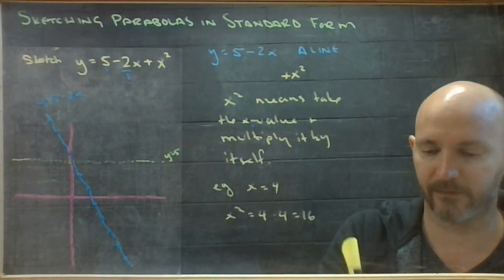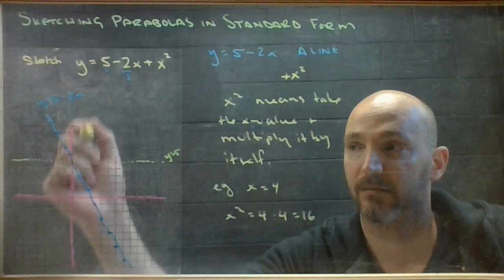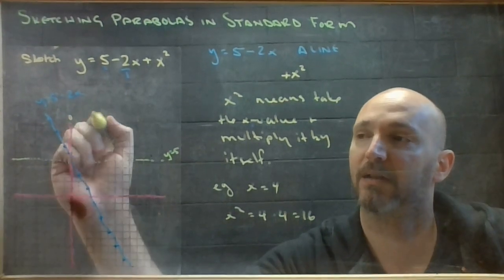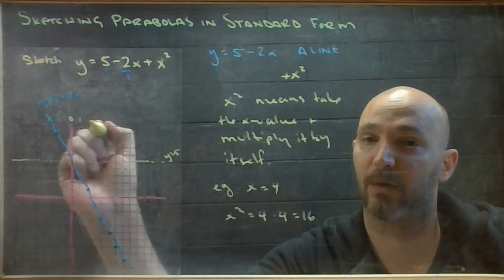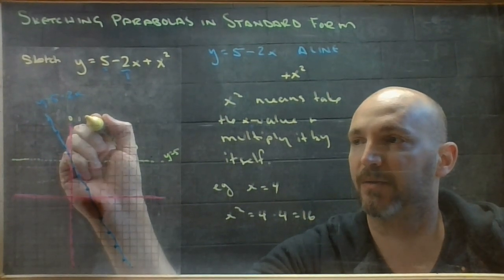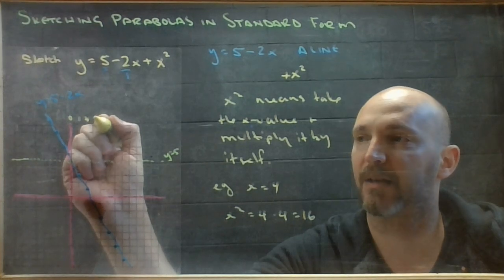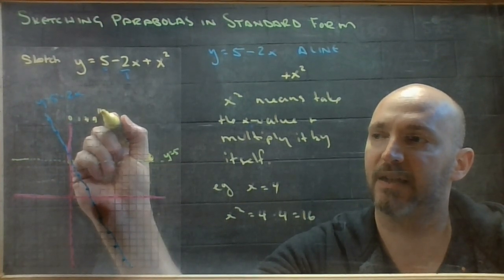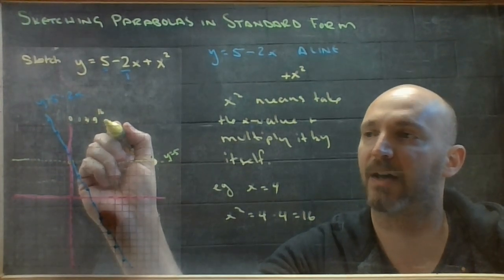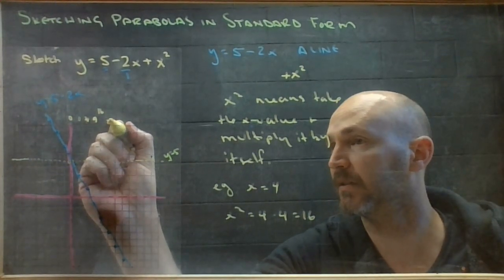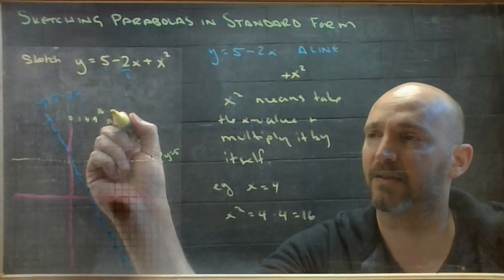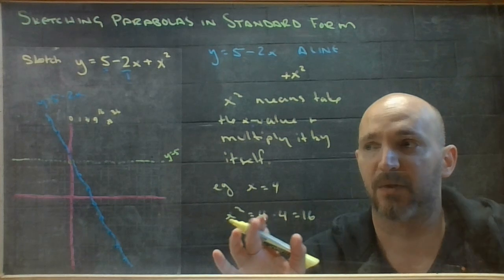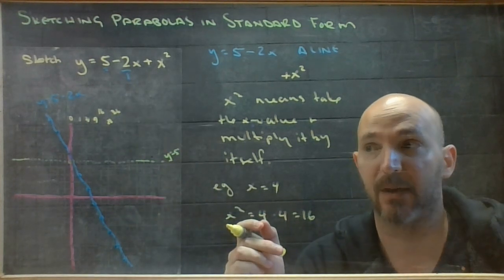Okay, so here, 0 times 0 is 0. 1 times 1 is 1. 2 times 2 is 4. 3 times 3 is 9. 4 times 4 is 16. 5 times 5 is 25. 6 times 6 is 36. And at that point, these numbers are going to be too big to fit on a graph anyway, so I'm just going to stop.